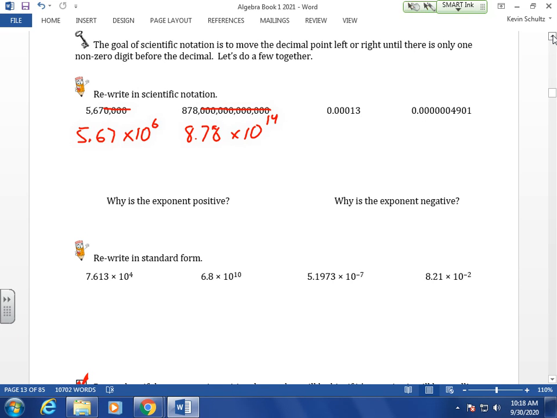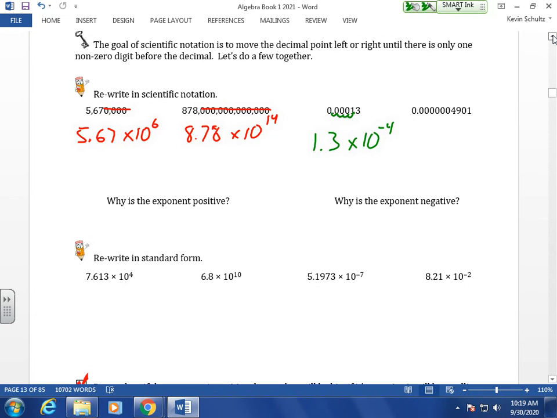What about if we're talking about something really, really small? In this case, we still want to get that decimal between the 1 and the 3 there. And we have to move it 1, 2, 3, 4 times to get there. But when we write this in scientific notation, what do you think we have to do to the exponent to identify that the number is actually really small? Caleb? Yeah. A negative power, 10 to the negative 4th, means that we're moving that decimal to the left.